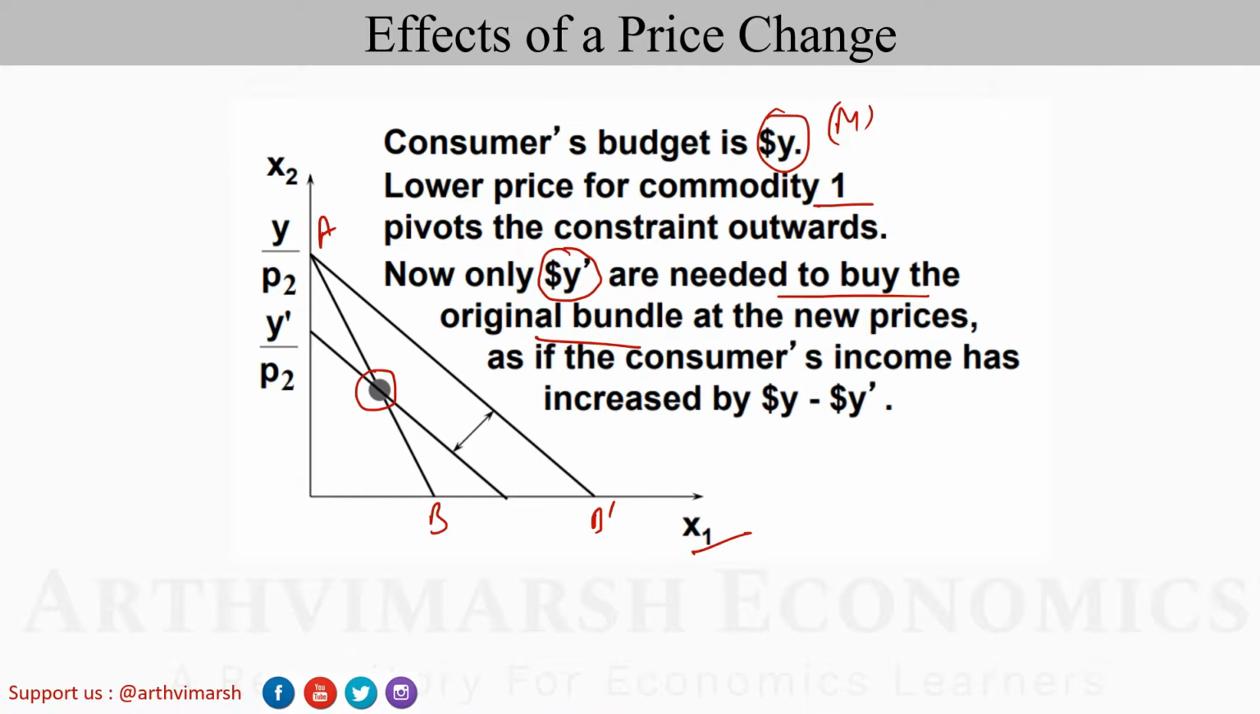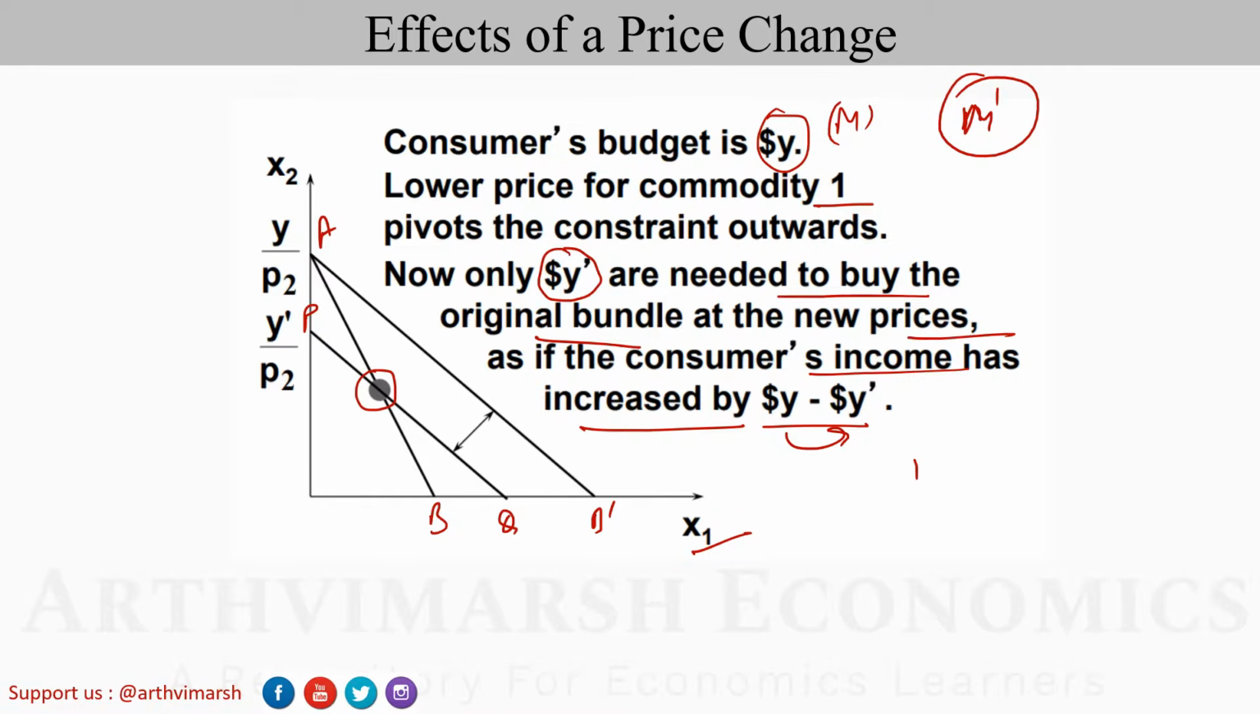And this was our original bundle. Now we know that our new budget line has already rotated outside, right, at the new prices. So as a consequence, what we are implying here is that you need only M prime amount of income, or $Y prime of income, which is being represented by this budget line. Let's say it's PQ. By this new budget line, it is as if the consumer's income has already increased from $Y to Y prime. It's basically what it's implying.